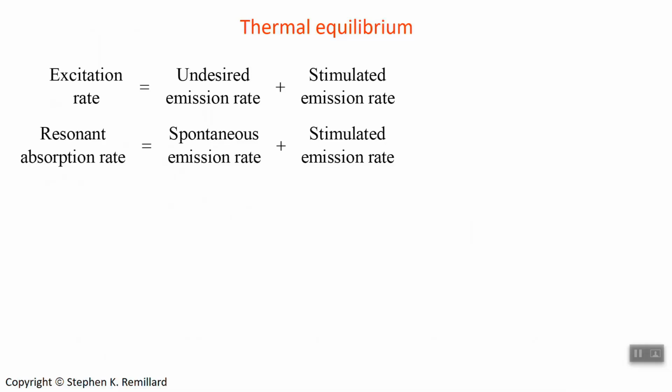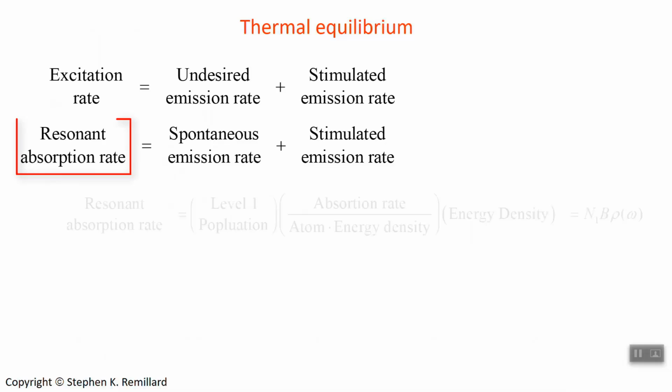So we want to have most electrons decaying from E2 down to E1 via stimulated emission, not spontaneous emission. So we need to find a way to control that. And one way to make sure that happens is to achieve population inversion. Let's look at these three rates individually.